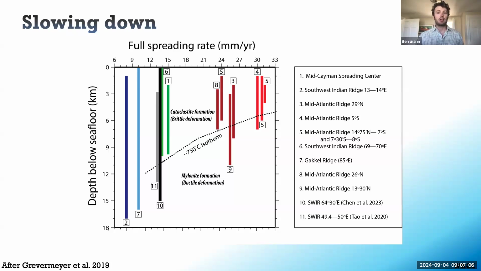And as the spreading rate slows, magmatism will decrease, and faulting accommodates a larger proportion of spreading. In turn, these earthquakes may penetrate deeper into the lithosphere, as shown here, where as full plate spreading rate decreases, the depth for earthquake activity also increases. And so as you get slower and slower plate spreading, earthquakes extend to deeper and deeper depths.